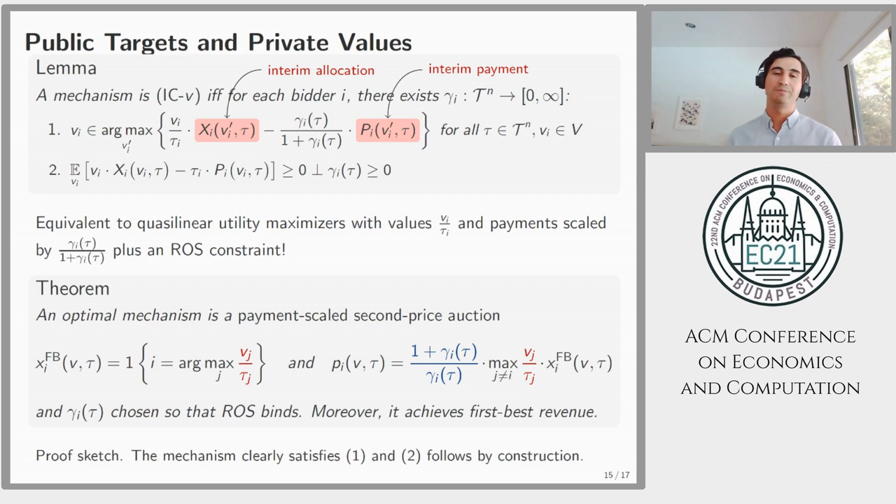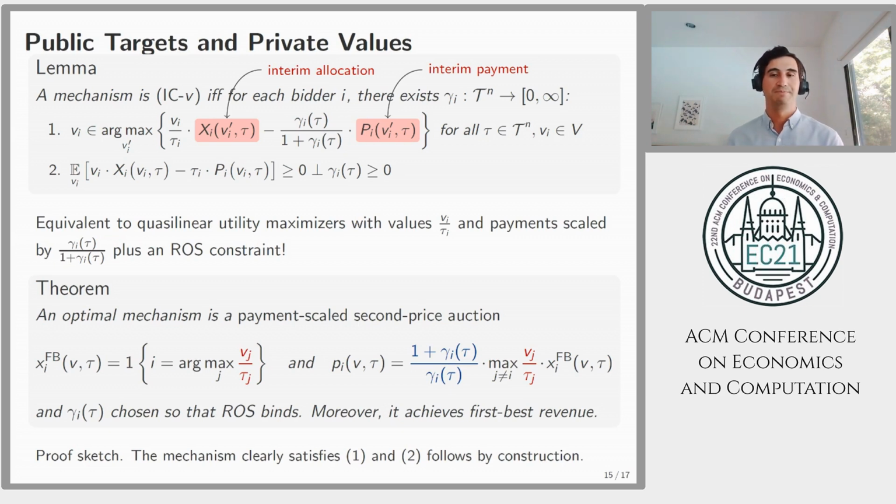How do you prove that this mechanism is IC? Well, if you plug this mechanism into the lemma, you're going to see that this reduces to a second price auction with values v over tau for a quasi-linear utility maximizer. And using standard results, you can prove that this actually is IC. And a similar analysis holds for first best revenue, because you are allocating efficiently, and also the return on spend constraint is always binding.